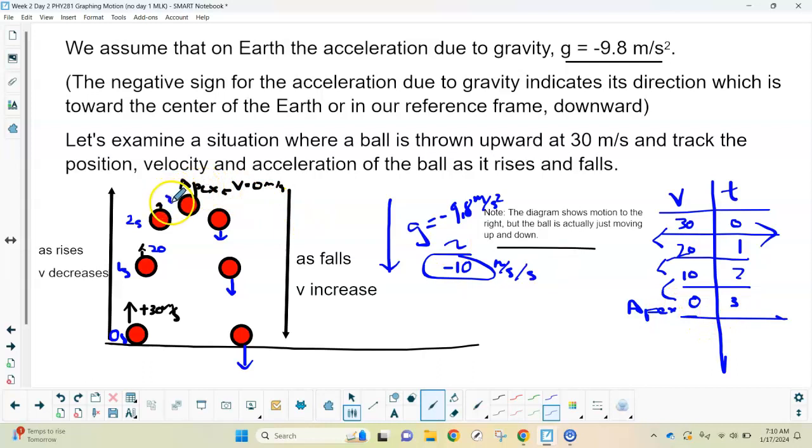And that's about 3 seconds in time. And then if we keep going at 4 seconds, it's going to be going -10, approximately 5 seconds, -20. And then 6 seconds, it'd be back at -30.